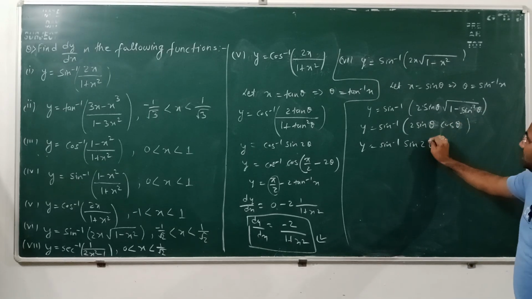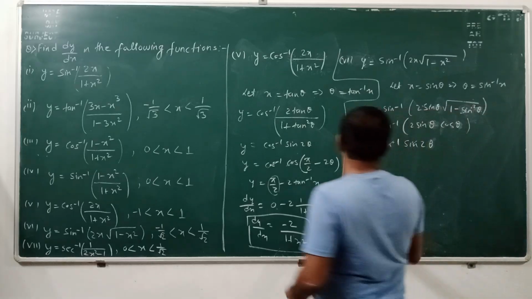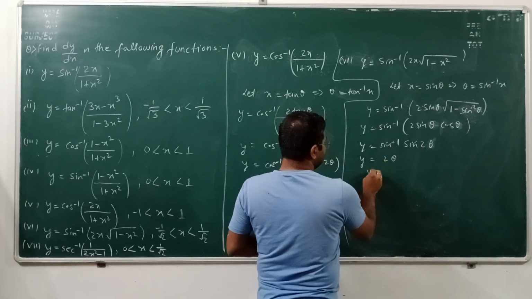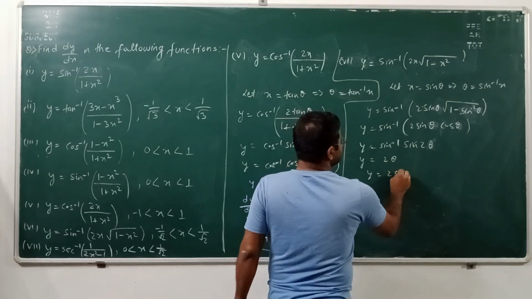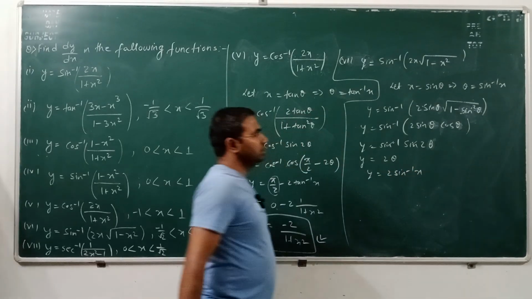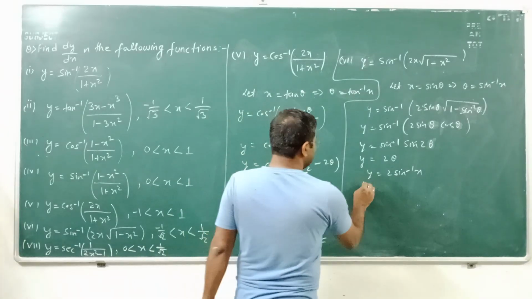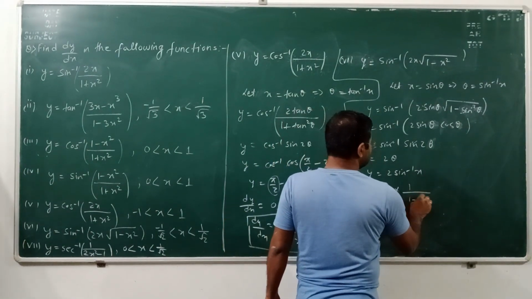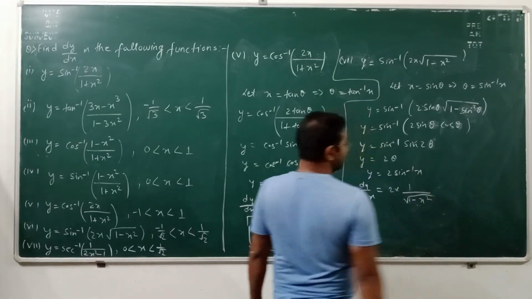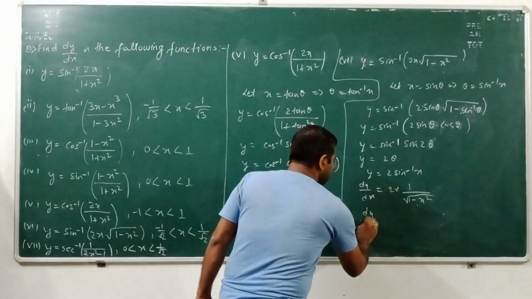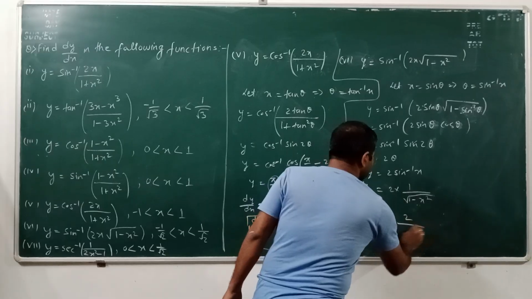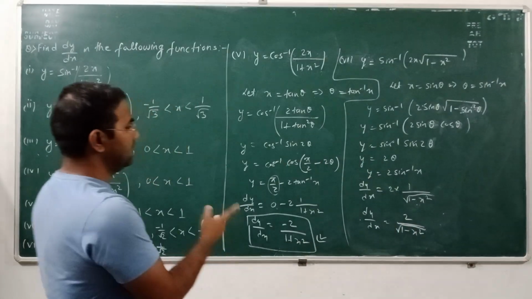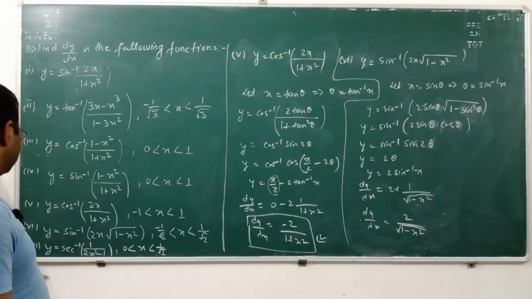So here what will come? 2 theta will come, then sine gets cancelled out. Y is equal to 2 theta, then y is equal to 2 sine inverse x can be written, okay. Now if you find the dy upon dx, then what will come? 2 into 1 upon square root of 1 minus x square, then dy upon dx can be written as 2 upon square root of 1 minus x square. So see here, in this way we will write the dy upon dx of the sixth one.